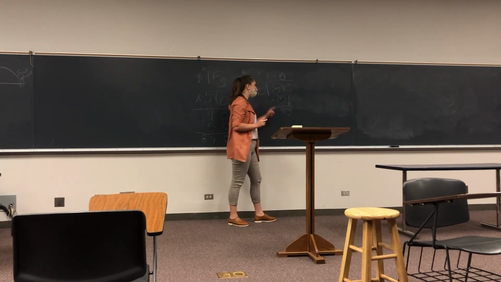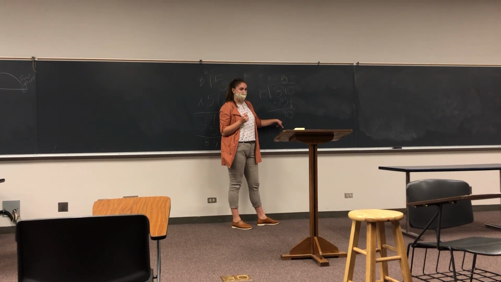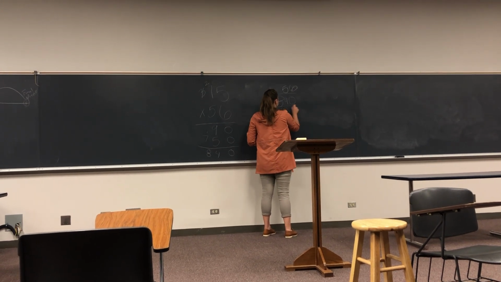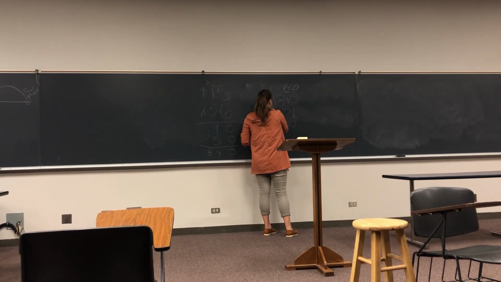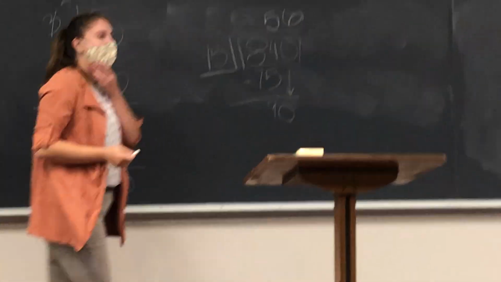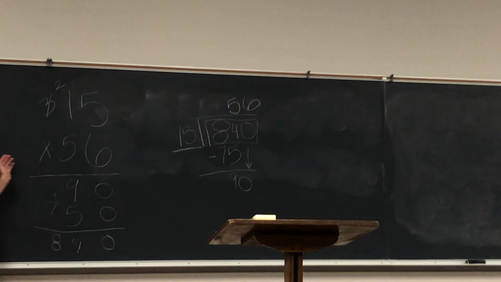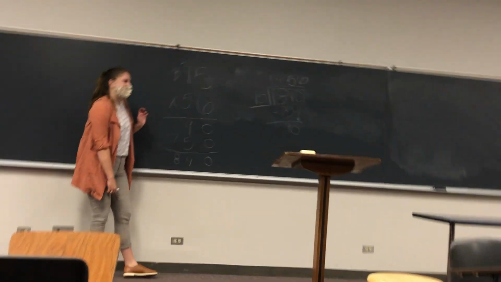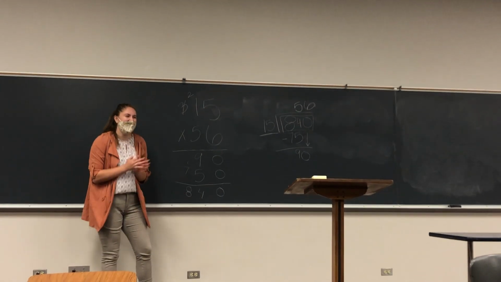How many times does 15 go into 90? 6. Good job. Okay, so 840 divided by 15 is? 56. Does anybody notice the relationship between these two problems that we did together? I don't see it.